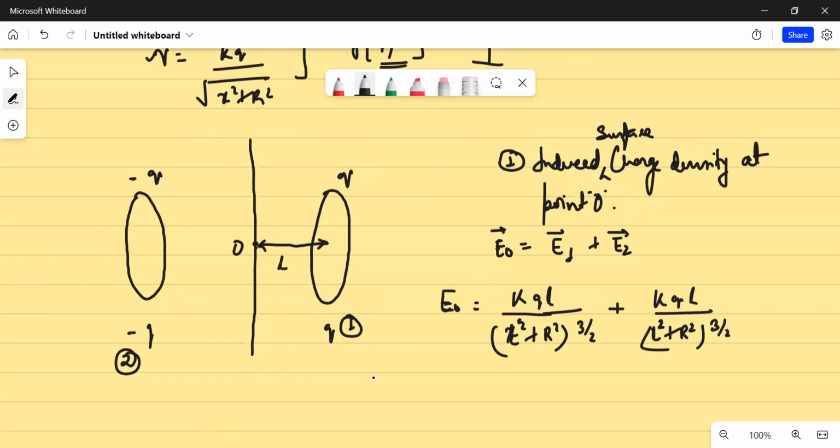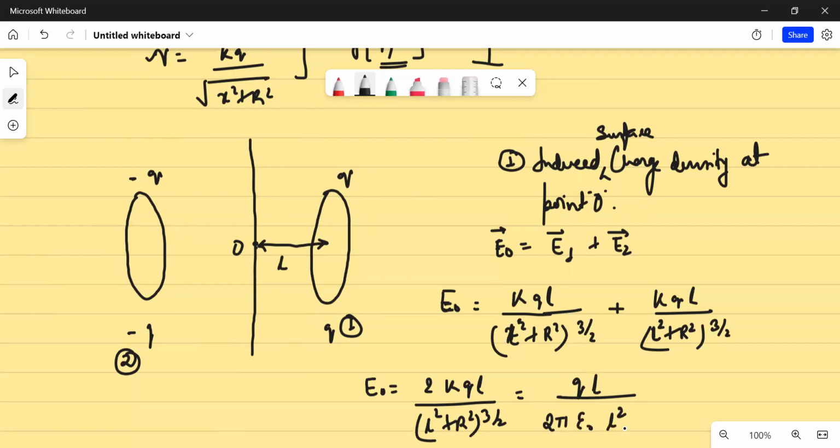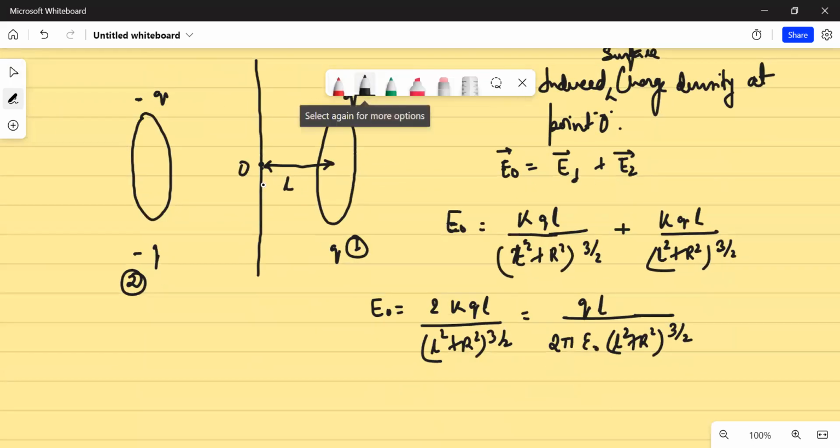Okay. So the electric field at point O, I should write it as QL divided by 2 pi epsilon, L square plus R square raised to power 3 by 2. Is that clear? Bharat, is it making sense so far? And what would the induced surface charge density be?